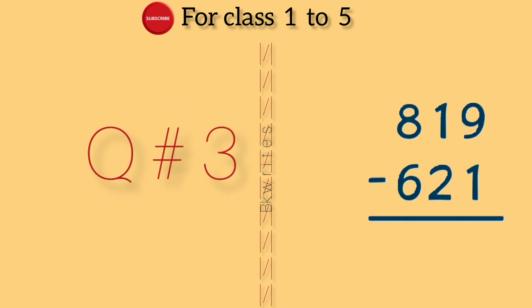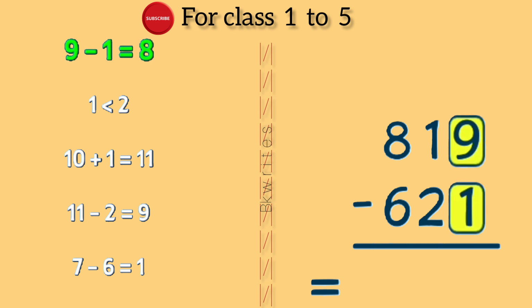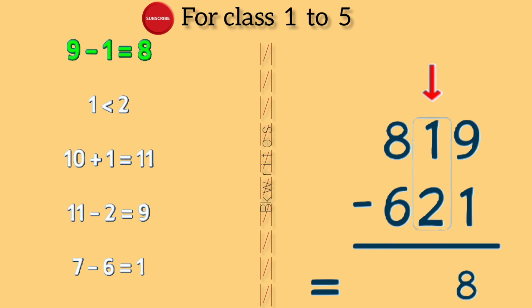Question number 3. 819 minus 621. 9 minus 1 is equal to 8. And 1 is less than 2. We get 1 from next digit.